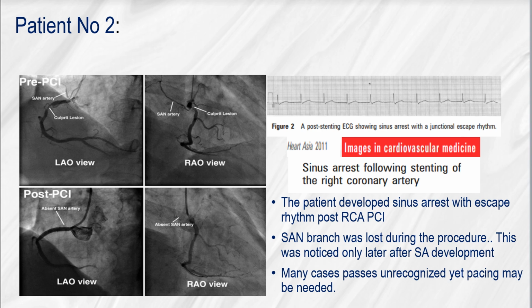Regarding the second patient, the patient developed a sinus arrest with escape rhythm post-RCA PCI. The branch to the SA node was lost during the procedure, which was not noticed until after arrhythmia development. Many cases pass unrecognized, yet pacing may be needed.